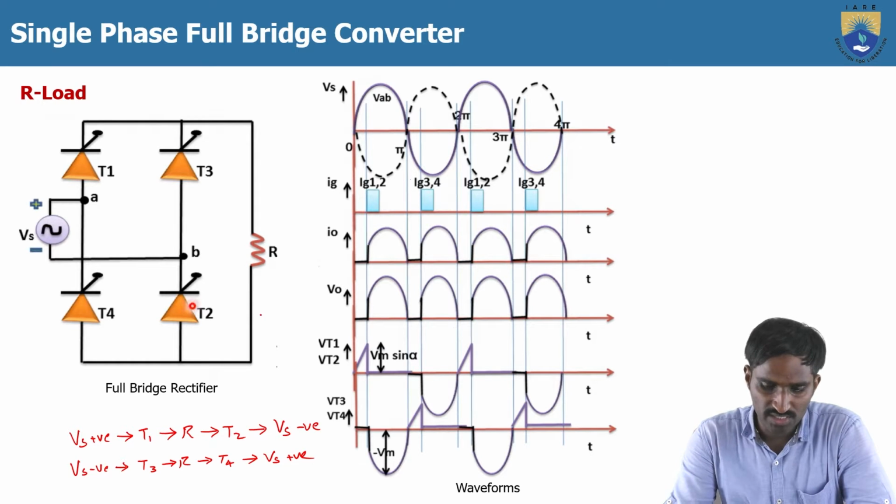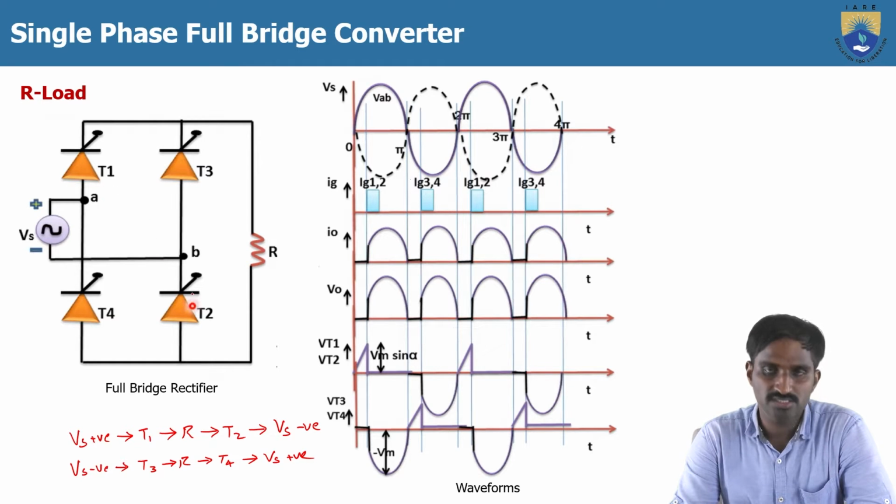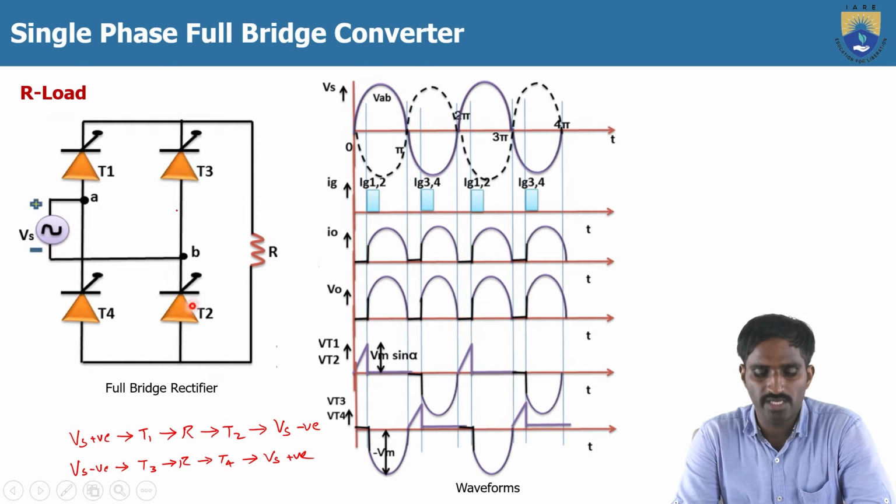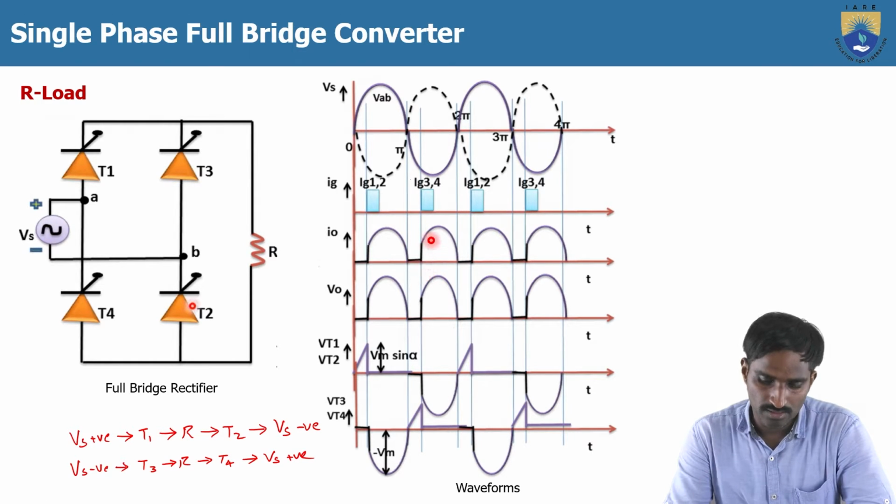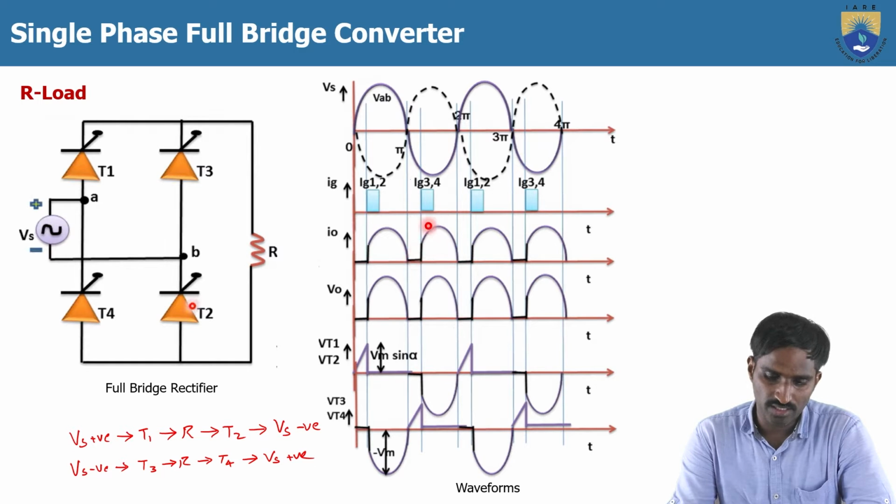Similarly, at pi plus alpha, during the negative cycle, the reverse biased voltage is applied across T1 and T2. Because of that, T1 and T2 will get turned off. Then the forward biased voltage is applied across T3 and T4. We give the gate signal for thyristors 3 and 4 after pi plus alpha, so the thyristors will get turned on at this particular Ig, pi plus alpha.